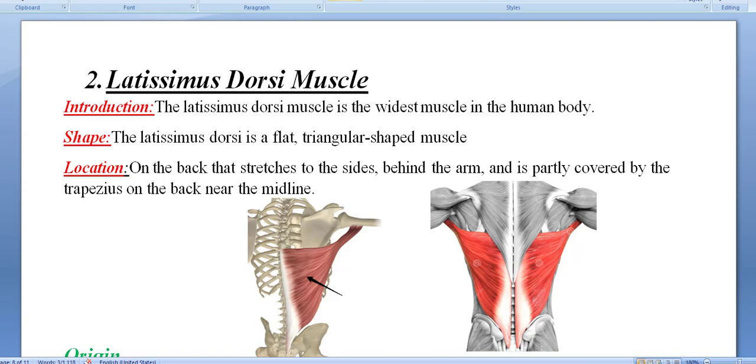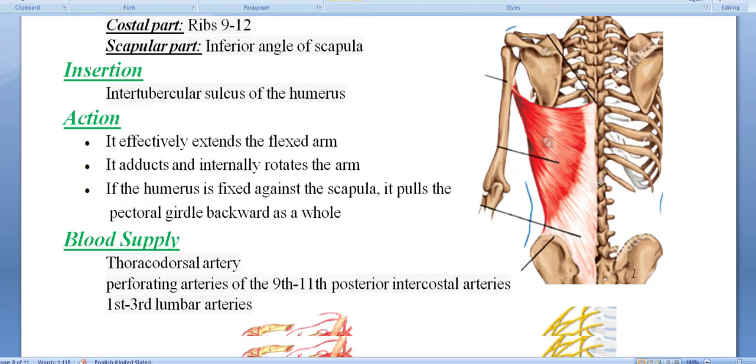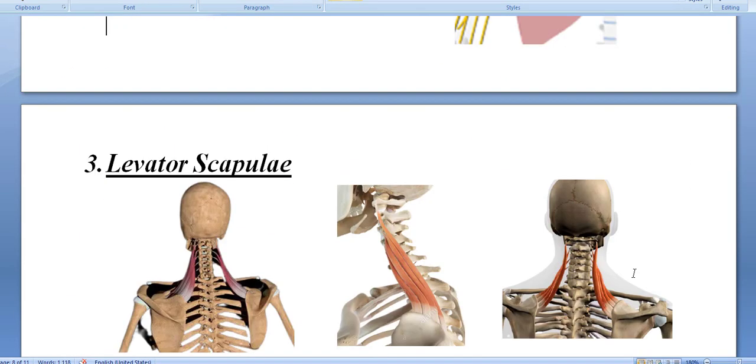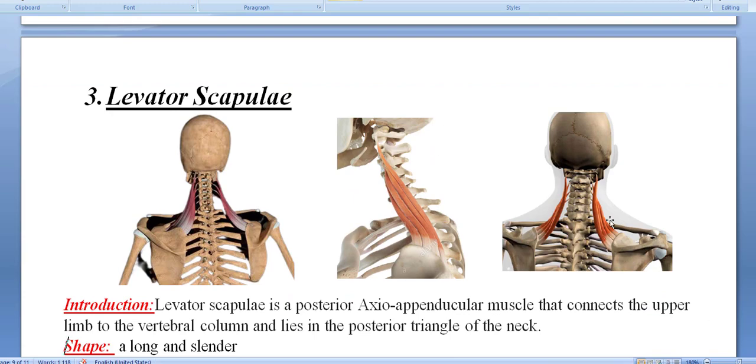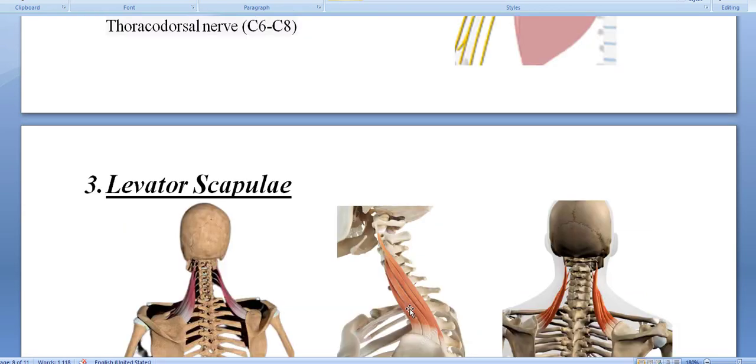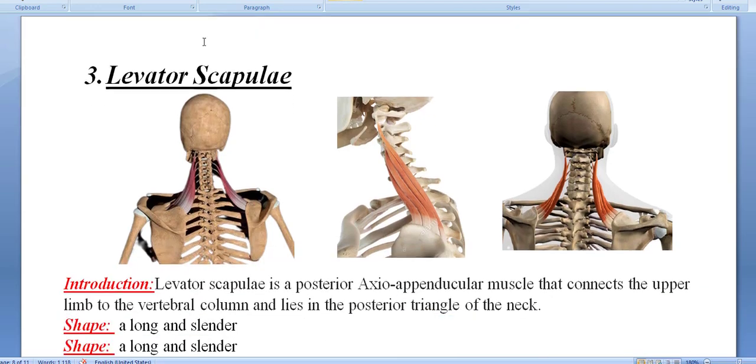All this was about the latissimus dorsi muscle. The next muscle is the levator scapulae. Levator scapulae means the muscle which elevates your scapula. You can see here, this is the levator scapulae muscle. Whenever this muscle contracts, it will pull up the scapula. That's why they call it levator scapulae. So the first muscle was the trapezius, the second was the latissimus dorsi, and the third muscle is the levator scapulae.